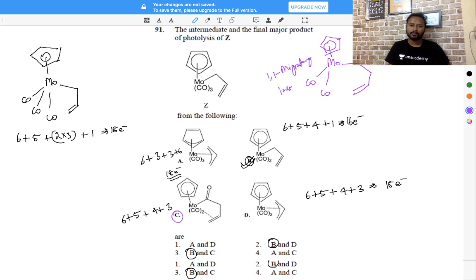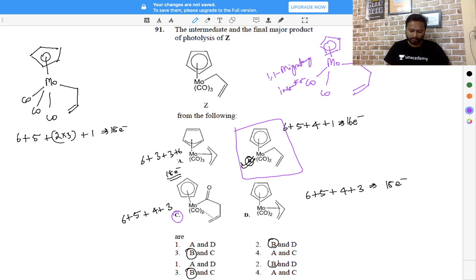Migratory insertion. But if you look at option B, you can easily see that there is no insertion happening because it's the intermediate, right? So you have to derive the product from the intermediate itself. In the intermediate, you just have 2 carbonyls, whereas if C might be the product, in C you are getting 3 carbonyls, which cannot be possible.